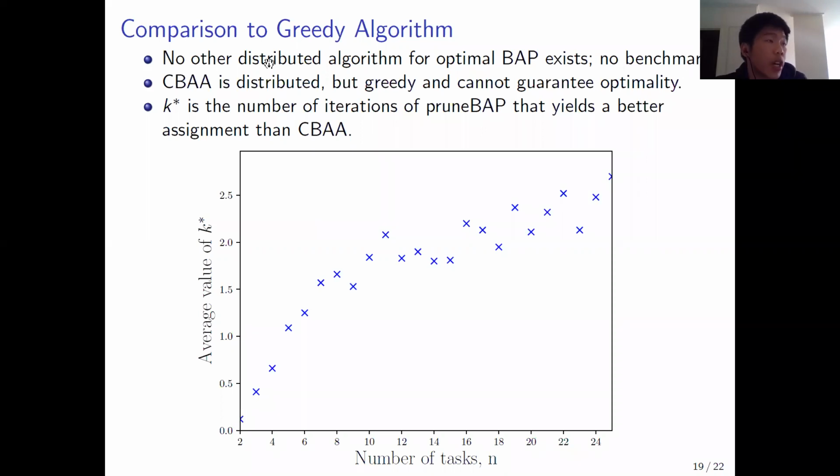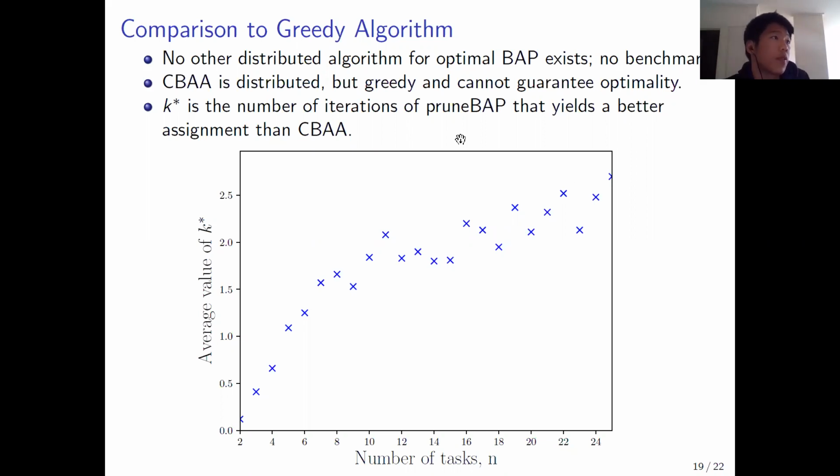But there do exist other distributed task assignment finding algorithms that aren't catered to the BAP, but do find assignments. So the CBAA is one such algorithm. It is a distributed assignment finding algorithm, but it's greedy and doesn't guarantee optimality with respect to the BAP, but we can use it just as a comparison to our distributed algorithm.